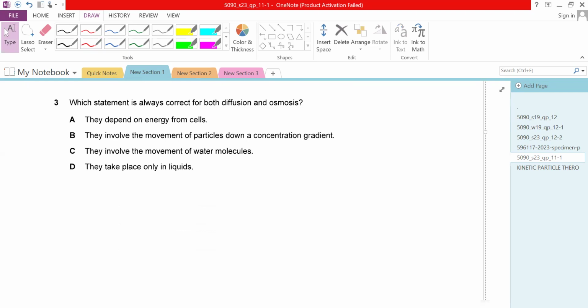Which statement is always correct for both diffusion and osmosis? So the correct statement for diffusion and osmosis is that they involve the movement of particles down a concentration gradient. So option B is correct.